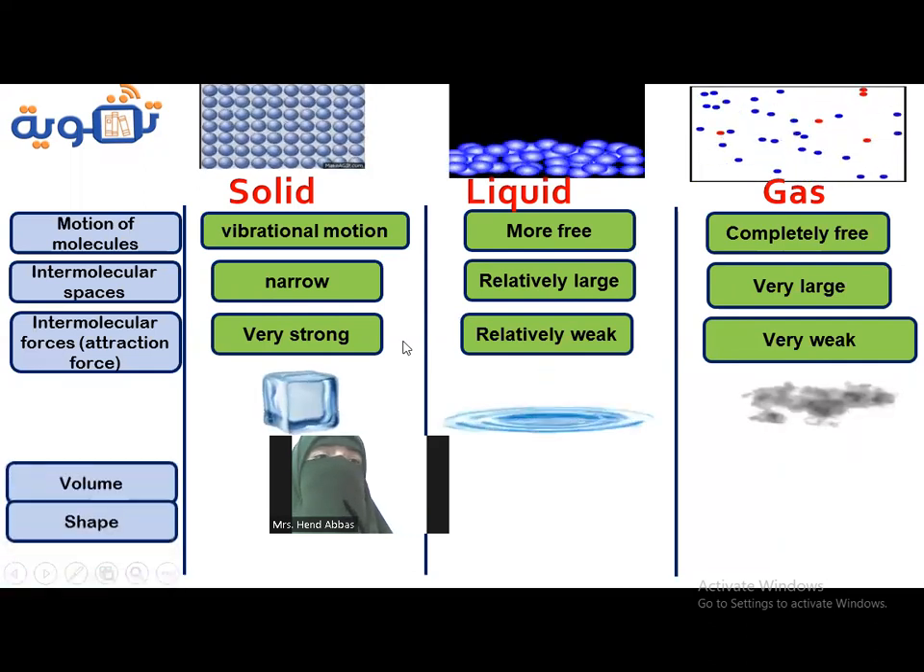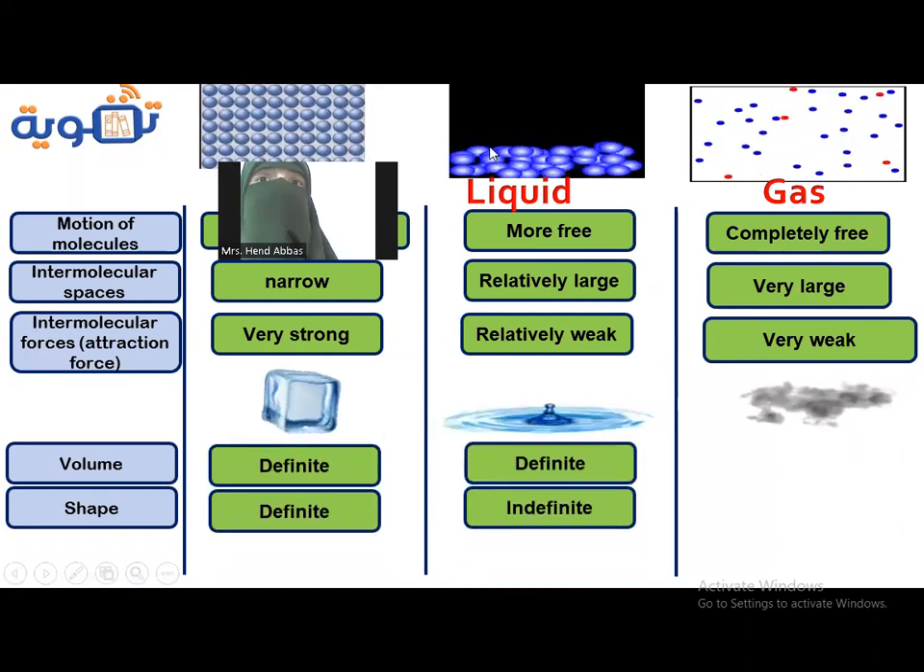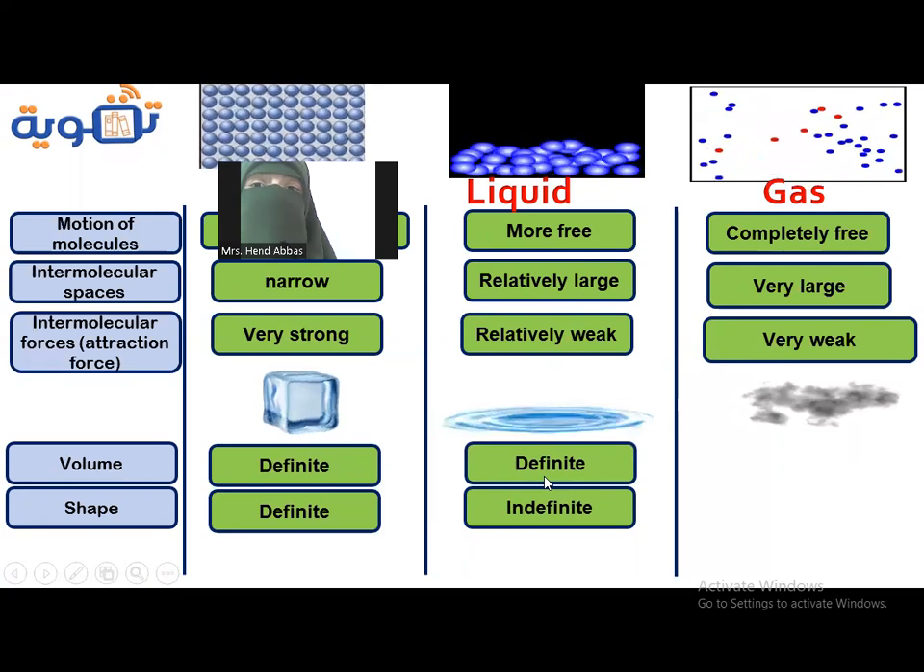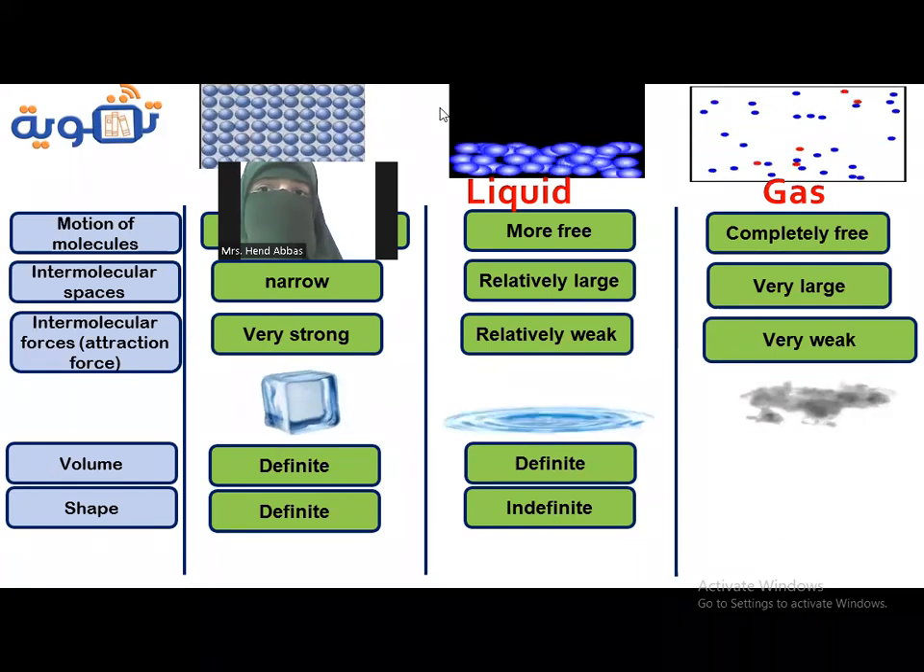Okay, let's talk about the volume and the shape. The solid has fixed volume, fixed shape. But what about the liquid? It has definite volume and indefinite shape. How is this? Okay, so let's explain it.